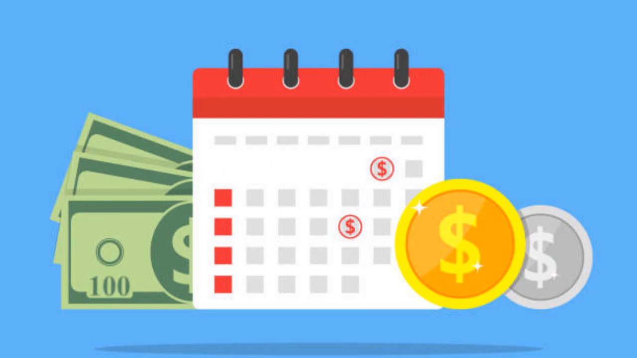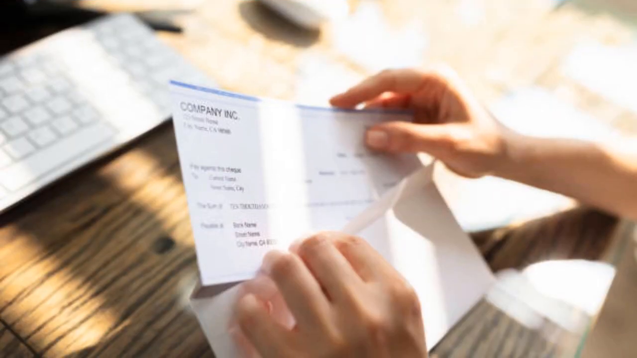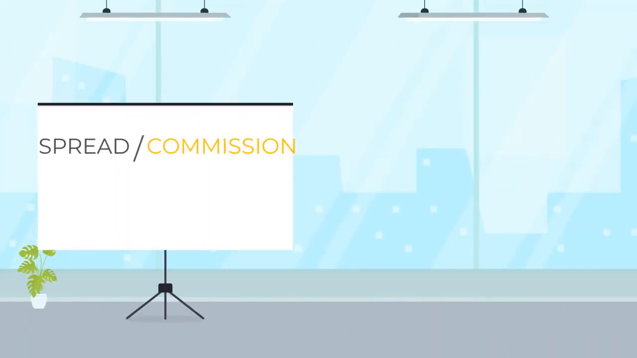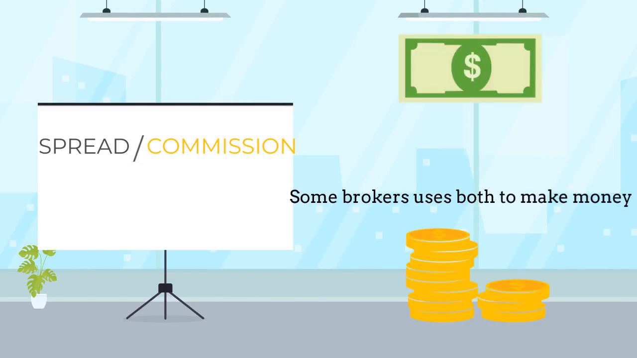What are the fees and commissions that a trader has to pay? In the real world, when you travel to another country, you have to pay a commission for that exchange price. In Forex, it's similar, but you have to pay these fees in the form of spread or commission to the brokers. Most Forex brokers make money by marking up the spread on currency pairs. Some other brokers make money by charging a commission. Some brokers even use both of these approaches.